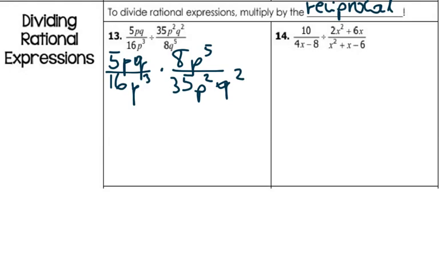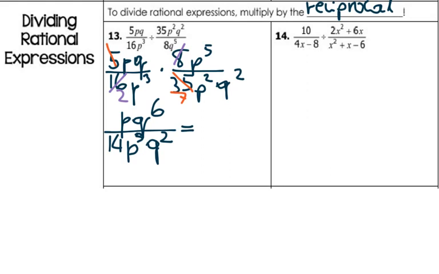I prefer reducing because it's easier to multiply smaller numbers. So I can reduce 5 and 35. That's going to be 7 and 1. And then I can reduce 8 with 16, and that will give me 2. Now I'm going to multiply numerator with the numerator. So P, Q to the power of 6 over 2 times 7 is 14. P to the power of 3 times P to the power of 2 is P to the power of 5. And Q squared.